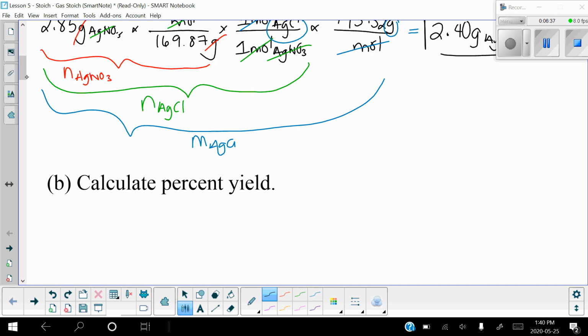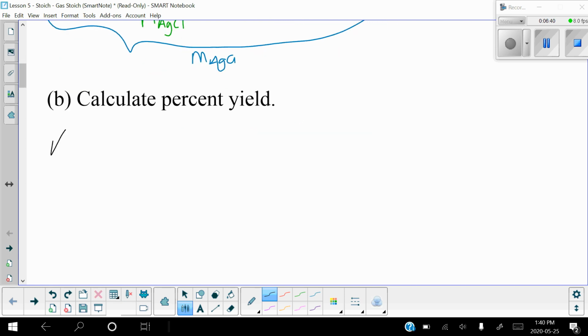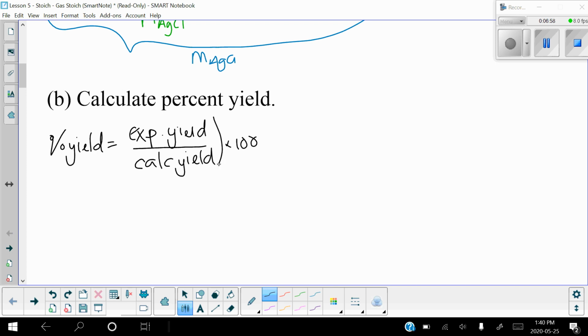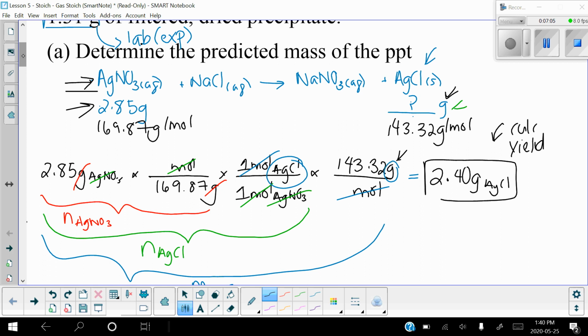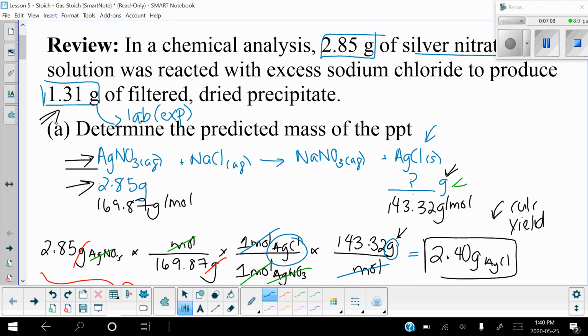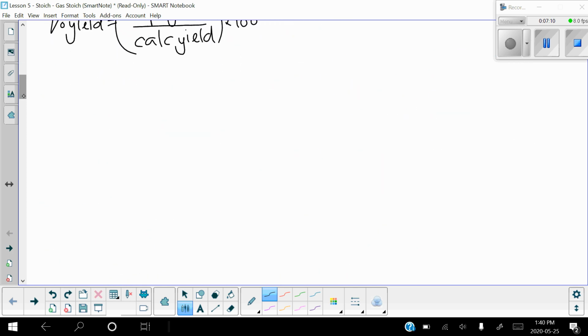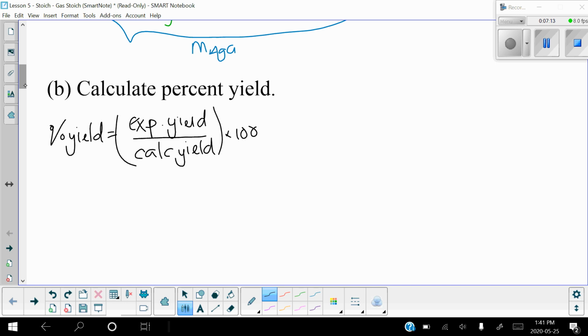Okay, percent yield. The formula for percent yield is equal to experimental yield over calculated yield, multiplied by 100. My experimental yield was given to me in the problem right here. It's 1.31 grams. So let's plug that in.